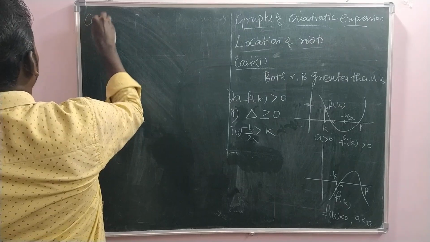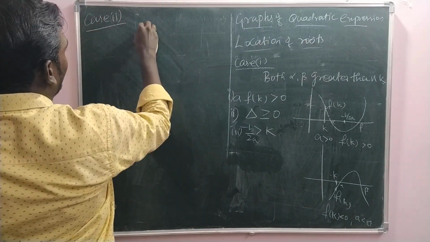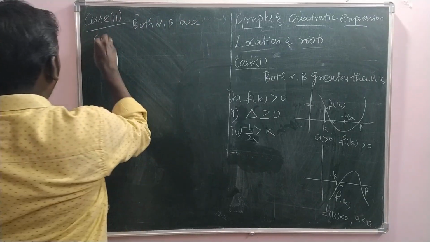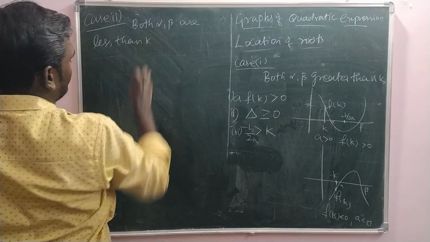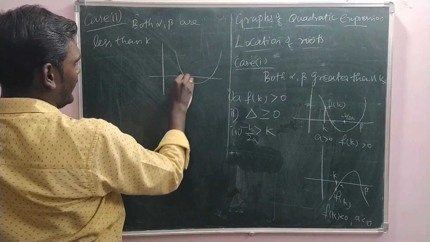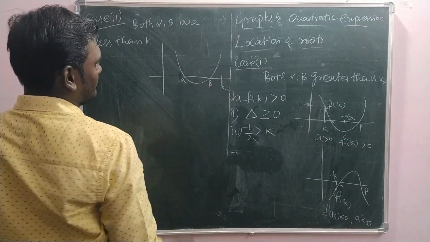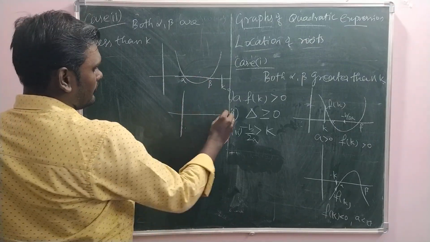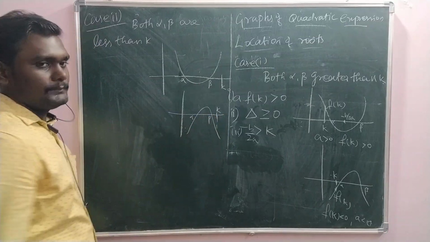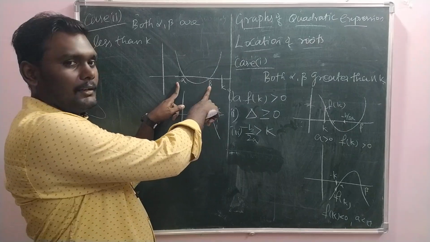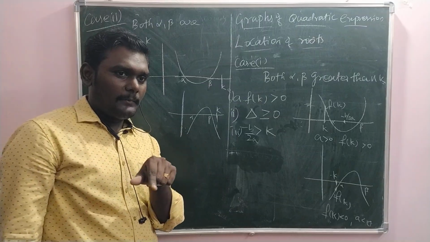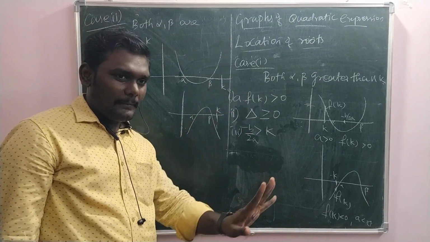Case 2, if both roots alpha and beta are less than k. Less than k means it will be like this: here alpha, here beta, k will be here. Open downwards also same: k will be here, alpha, beta here. Alpha, beta are both cases. Open upwards, open downwards. I am talking about k, not about a.